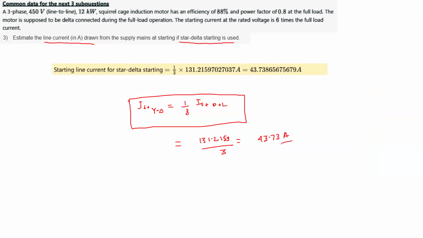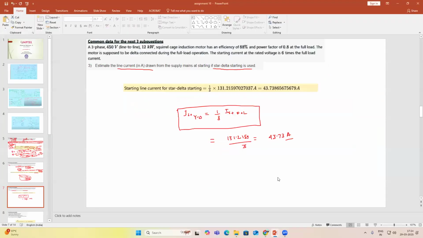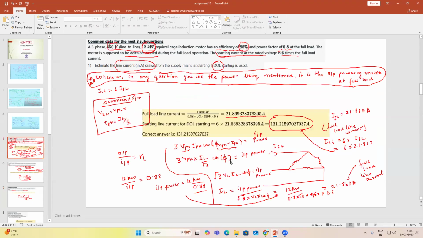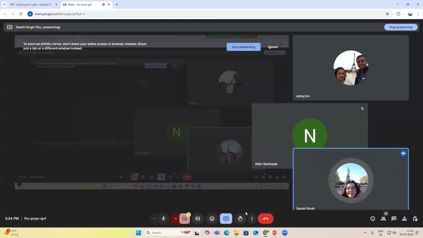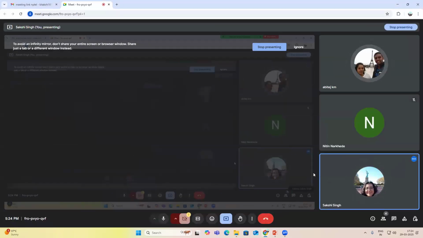Okay. So are these three questions clear? These three questions were very simple, as you can see. You just have to remember the relations between the various starting methods. So is the question clear, Abhitej? Is this question clear?